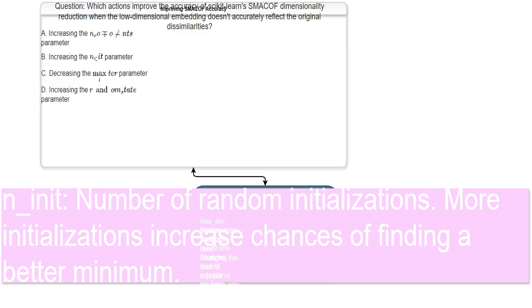I interpret n_init as the number of times we try to solve the problem from a different starting point. Imagine you're searching for the lowest point in a valley. With more starting positions, the higher the chances of finding the true lowest point, not just a relatively low one. A higher n_init increases the computational cost, but the chances of finding a better embedding increase as well. It's like trying different routes when navigating to find the best possible path.